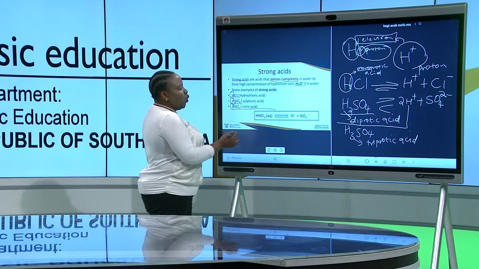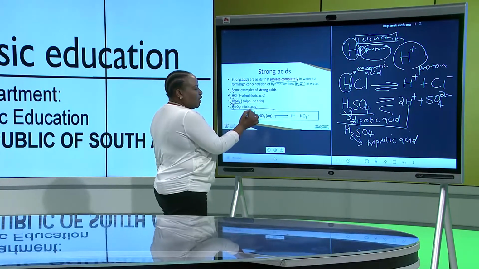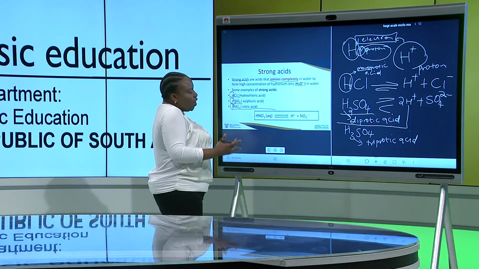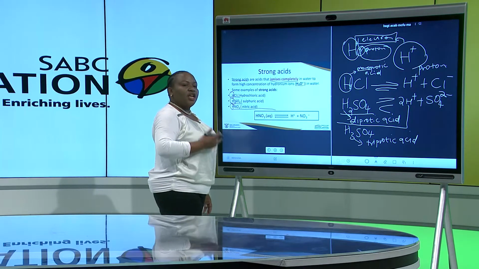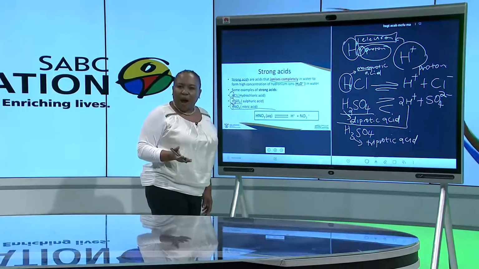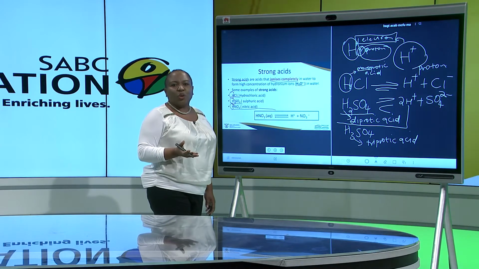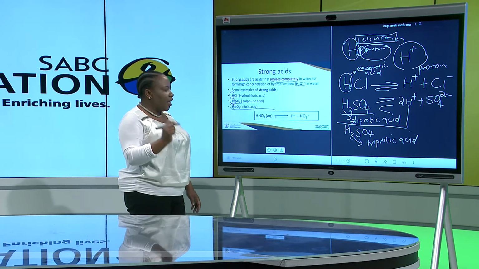Now, when you look at nitric acid, you can also see that nitric acid has only 1 hydrogen, so it can also donate only 1 hydrogen. Therefore, nitric acid is also referred to as a monoprotic acid.